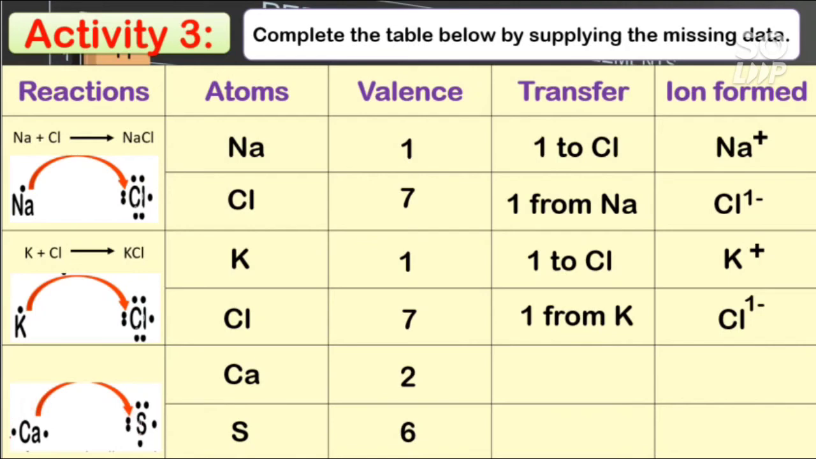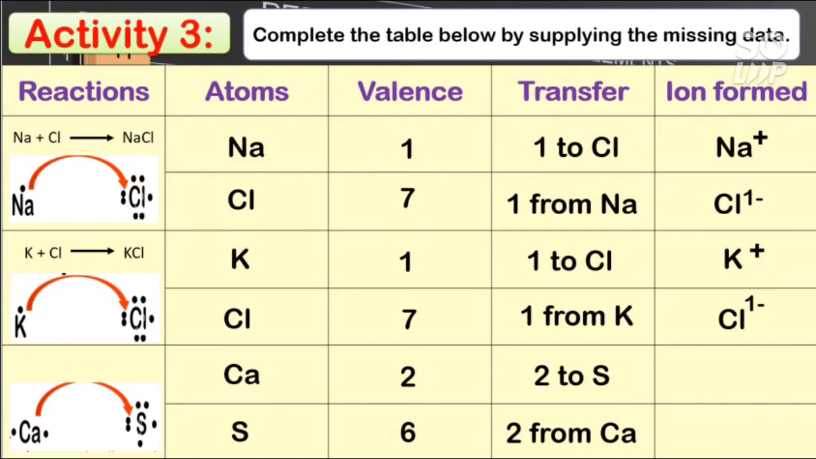Why? Because calcium is a metal. Sulfur is a non-metal. So 2 electrons will go from calcium to sulfur. Okay? Why 2? Because according to the diagram, it has 2 dots. Why 2 dots? Because it has 2 valence. The valence will determine the number of dots of the element.